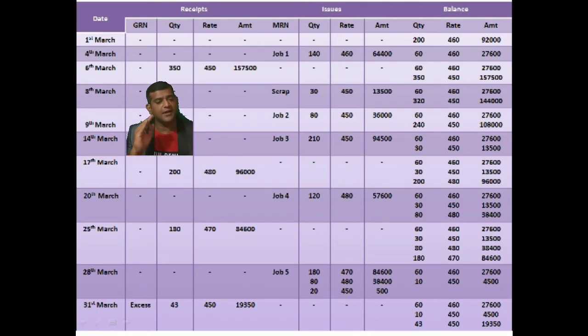So GRN nil, quantity nil, rate nil, amount nil. MRN nil, quantity nil, rate nil and amount also nil. But balance, that is opening stock, is 200 tons at rupees 460. So 200 into 460, 92,000 rupees.